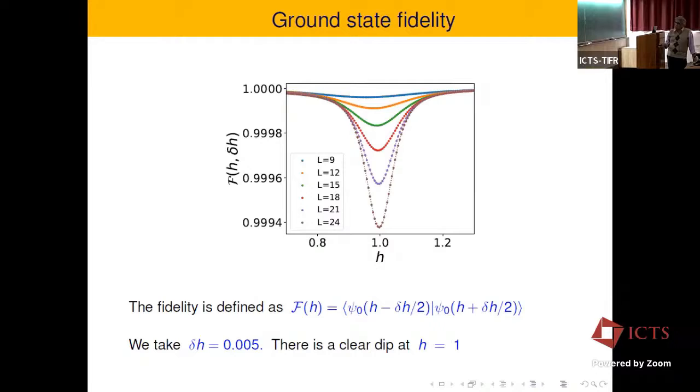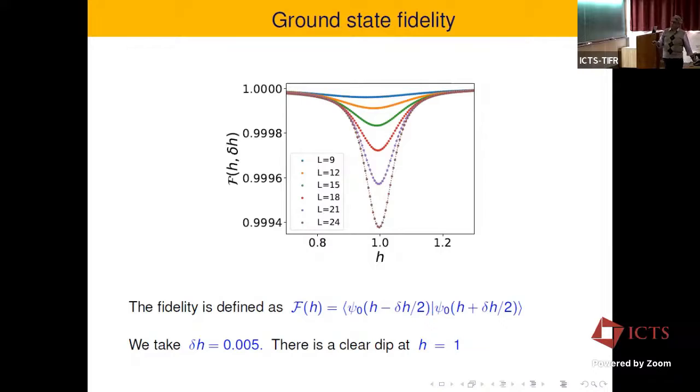So the ground state fidelity is defined as follows. You look at the overlap of the ground state at 2 slightly different values of this transverse field H, and we take the points to be H minus delta H by 2 and H plus delta H by 2, where delta H is quite small. So this overlap, it's well known, shows a big change when you are very close to a critical point.